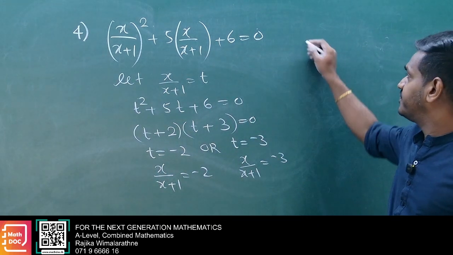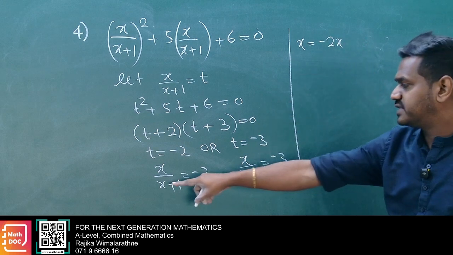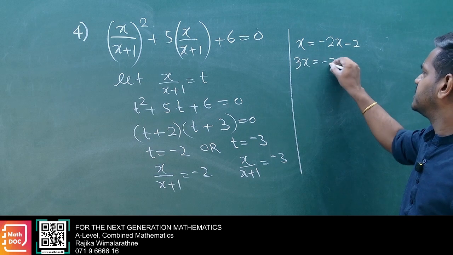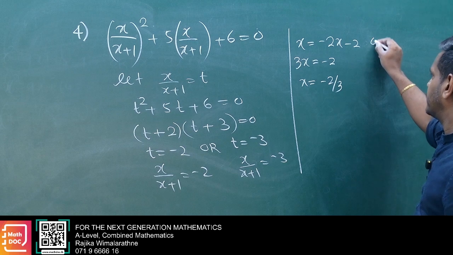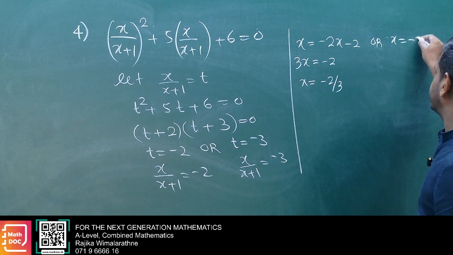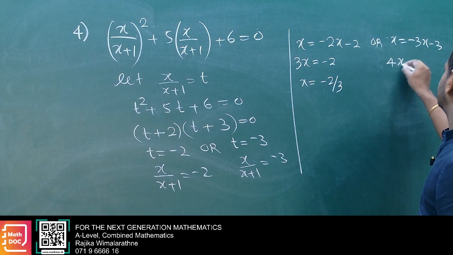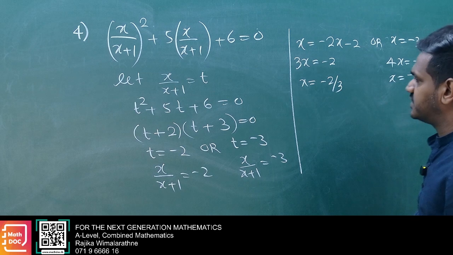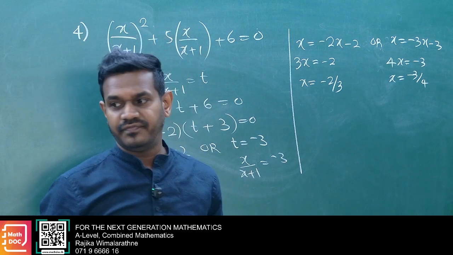Cross multiply. X equals 2x plus 2, minus x equals 2, x equals minus 2, or x equals 3x plus 3, minus 2x equals 3, x equals minus 3/2. Same method, na? Same method. Continue.